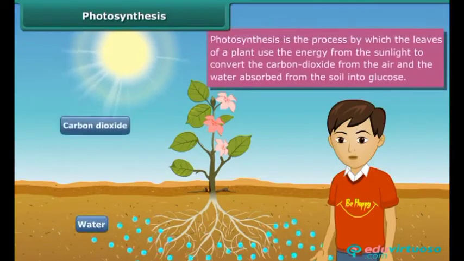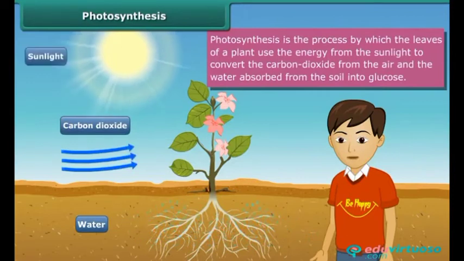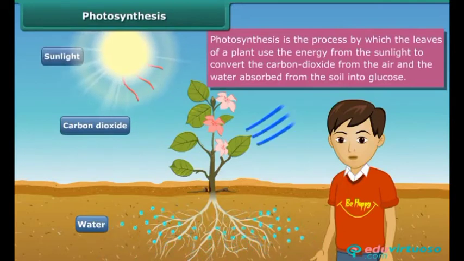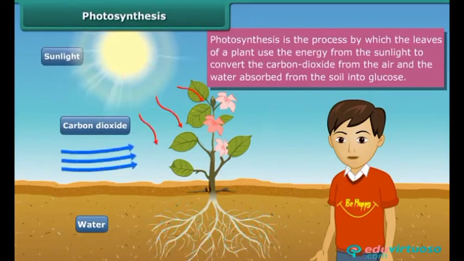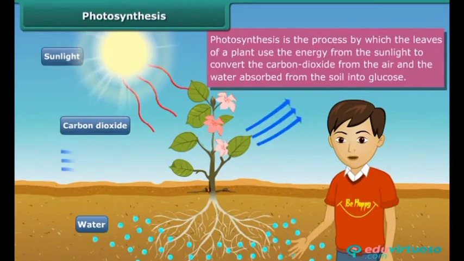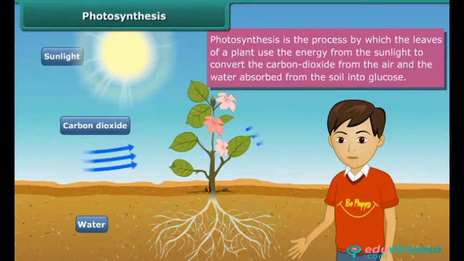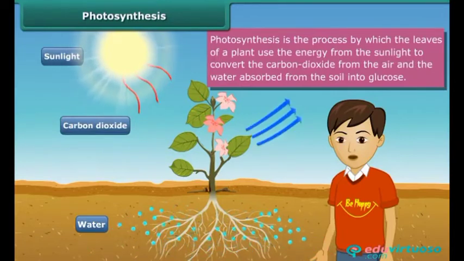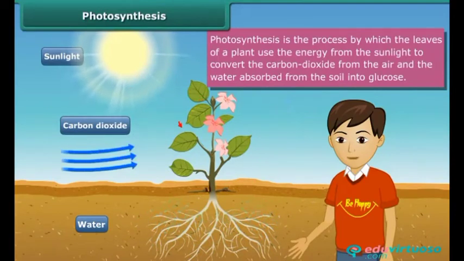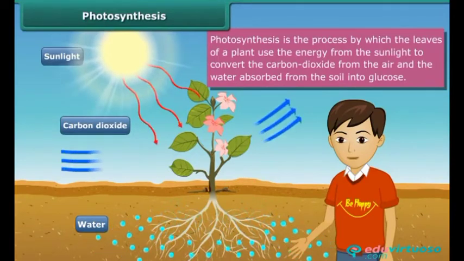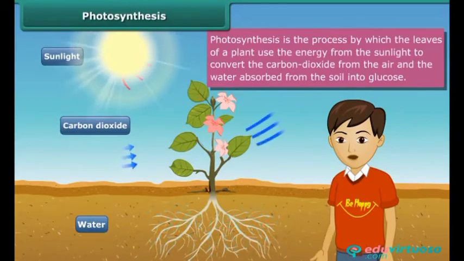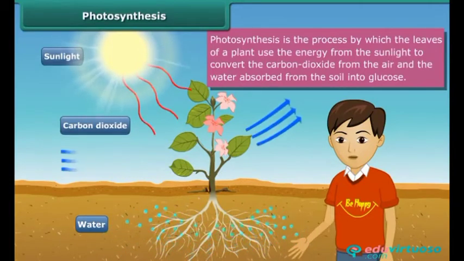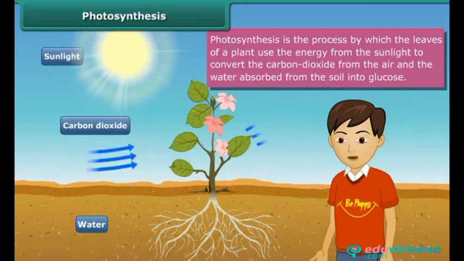In photosynthesis, the leaves of the plant use energy from sunlight to convert the carbon dioxide from the air and the water absorbed from the soil into glucose. Here you can see the water is absorbed from the soil and carbon dioxide is taken from the atmosphere, and when sunlight is received, the water and carbon dioxide combine and glucose is produced. This glucose is the food prepared by leaves.